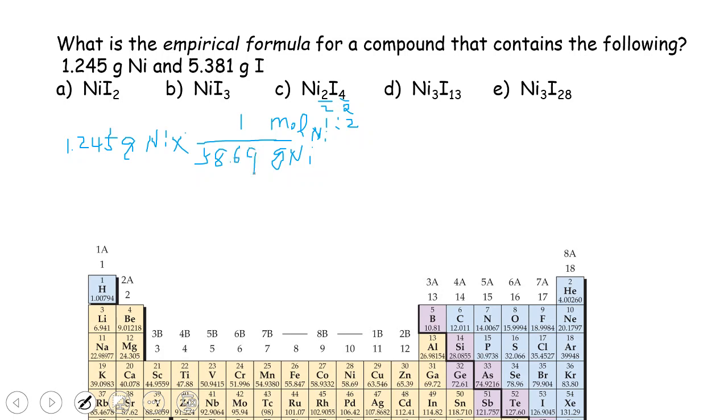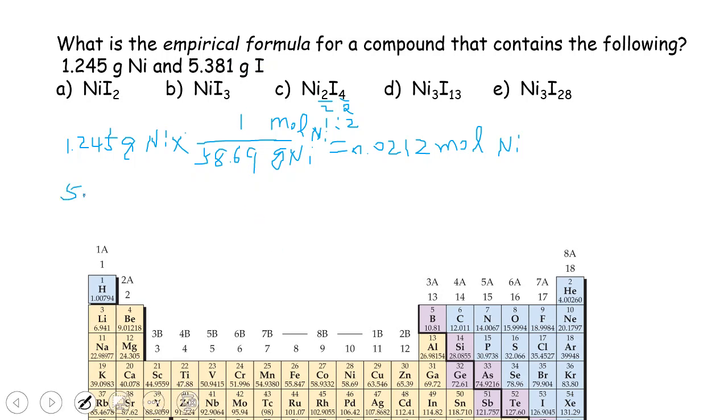So therefore, 58.69 grams. And that should yield 0.0212 moles of nickel. So now we found out the moles for this many grams of nickel. Now we'll do the same for iodine.